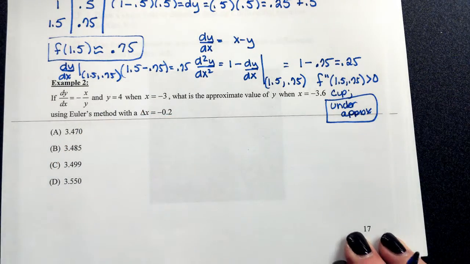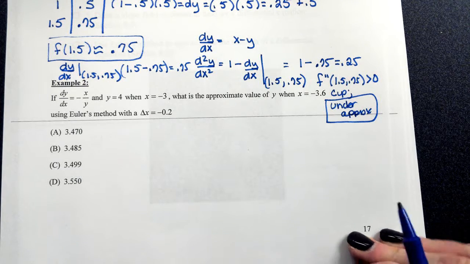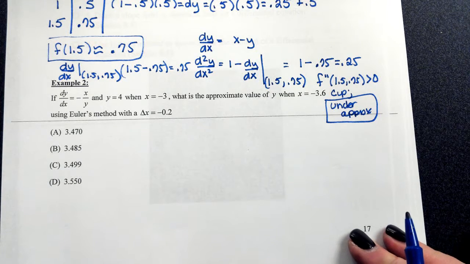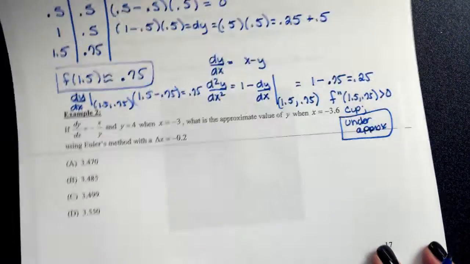So any questions on using Euler's method to get an approximation and then discover whether or not it's going to be an over or under approximation? All right, so here's another example.